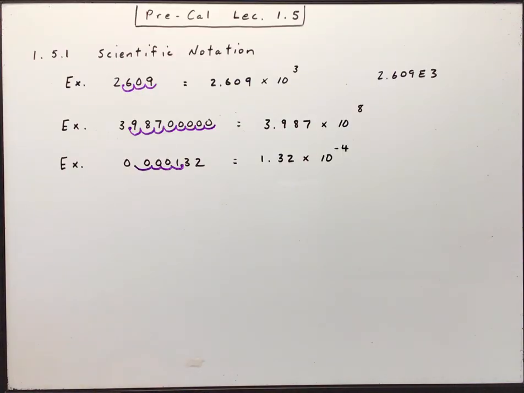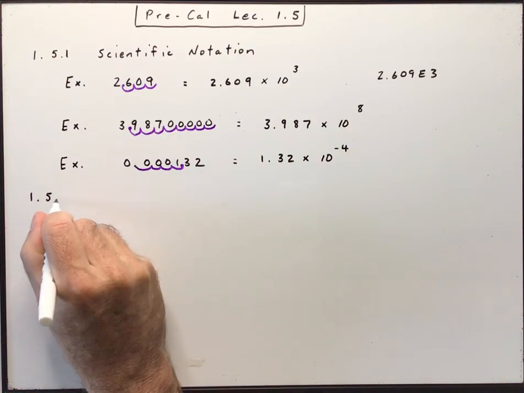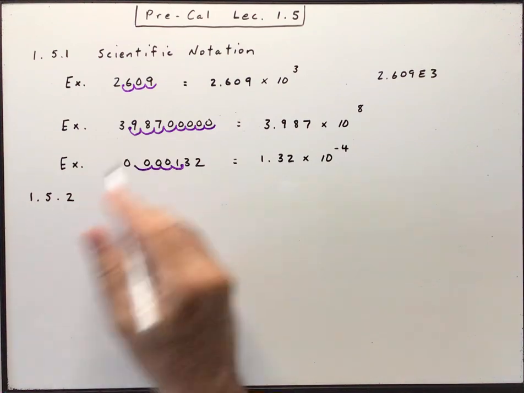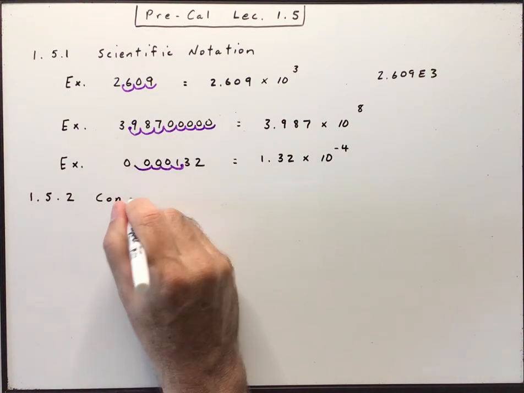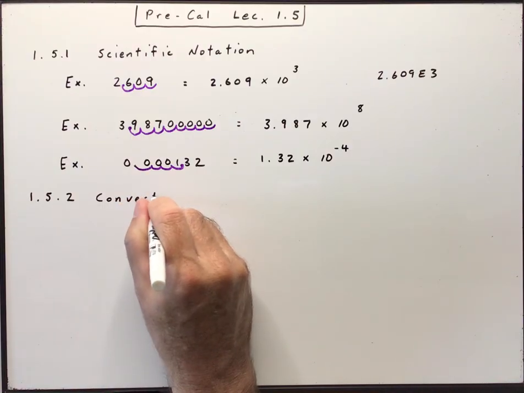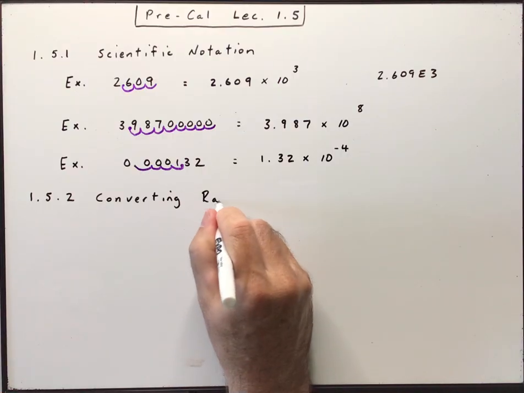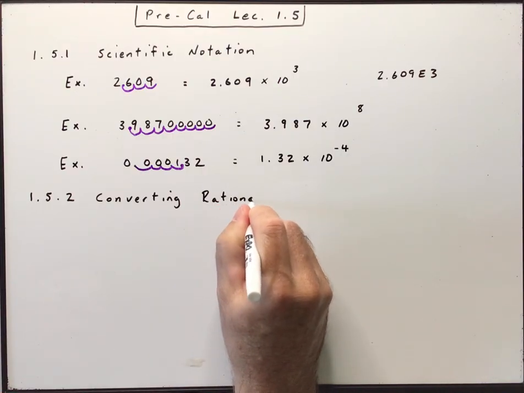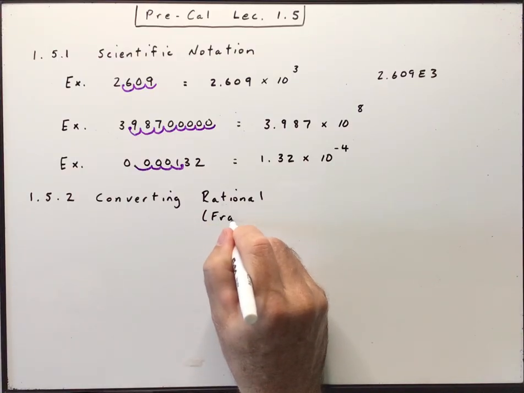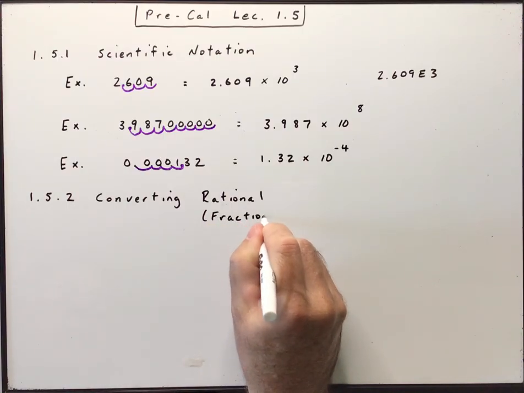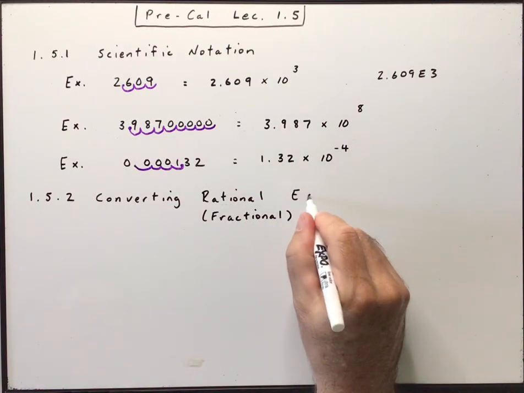All right, let's go to section 1.5.2. And remember, you need to be writing all these notes down to keep in a notebook. So converting rational, and rational is just a fancy way of saying fractional, exponents and radicals.